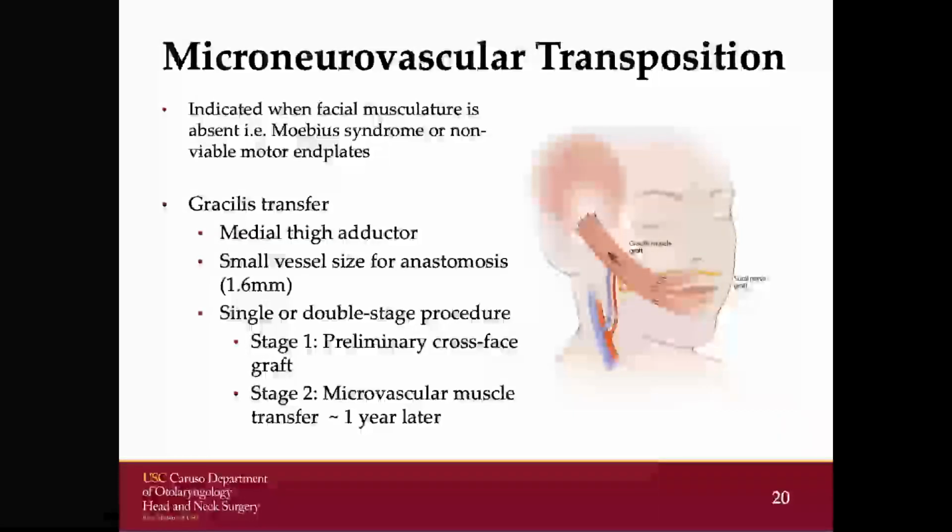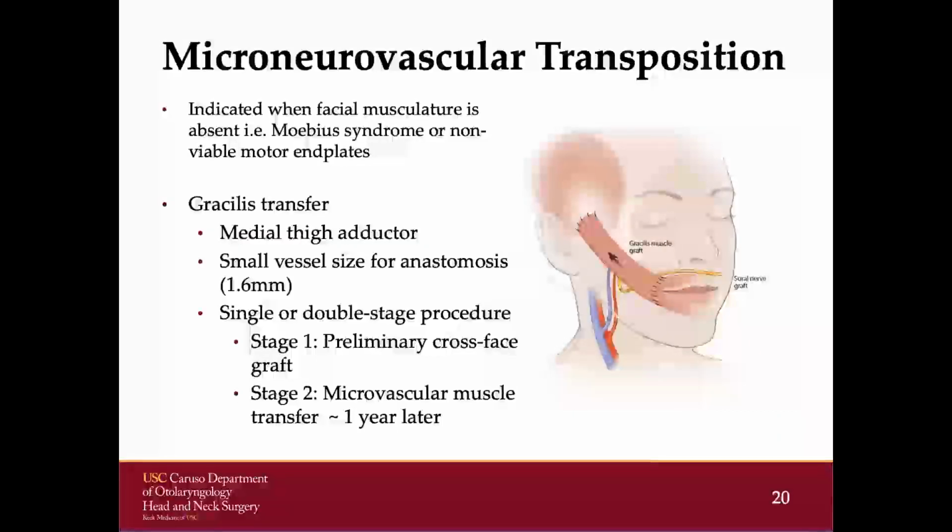The next option is microneurovascular transposition, and it's indicated when the patient's facial musculature is absent, for example, in the setting of Moebius syndrome.